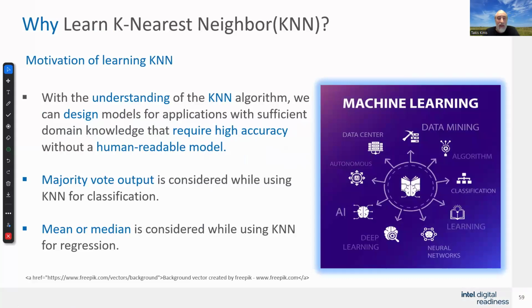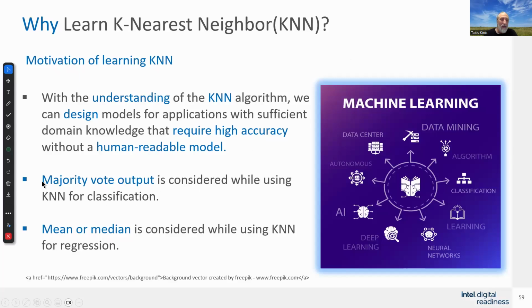What's kind of cool about this, right, is notice what it says. We can design models for applications with sufficient domain knowledge that require high accuracy without a human readable model, right? So in other words, we don't necessarily have to know where this is going, right? We can predict on, I'm going to go back to that first example that we had tonight, where the guy either liked or disliked his classes, and it wasn't really anything that was necessarily measurable. You know what I mean? He either liked it or not. It was based on quality rather than necessarily numeric components.